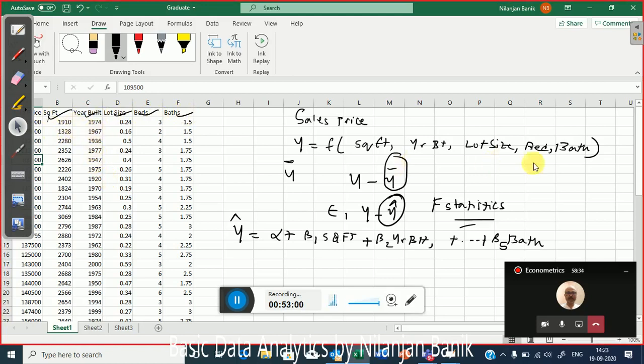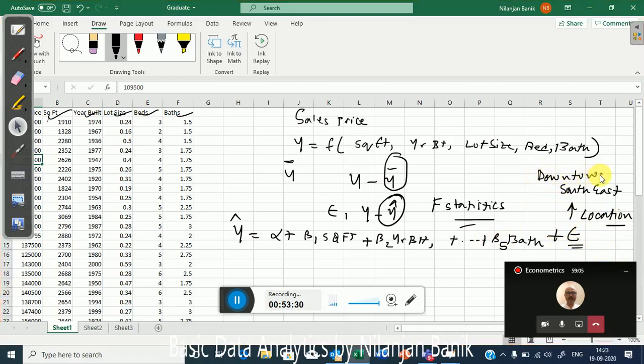No, alpha is the constant. Constant. Okay. This is the error. Error is something which we have not considered in this model. What is this something? Some people want the house to be southeast open. Some people want it to have some locality or location. Some people think that this house should also be further away from the downtown. So all these things not included in this model will be part of the error.